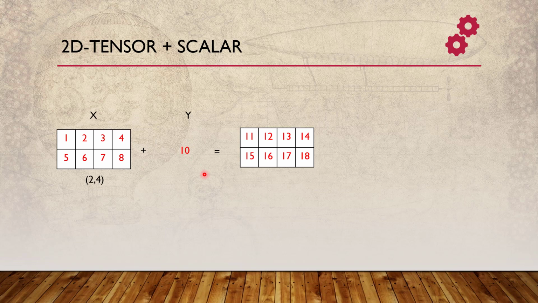Thinking about it intuitively, if we can make a grid of the scalar, with 4 columns and 2 rows, then we just need to add that to this x. That is what broadcasting is: making a lower dimensional tensor or scalar match the higher dimensional one. So this scalar case is very easy to understand.